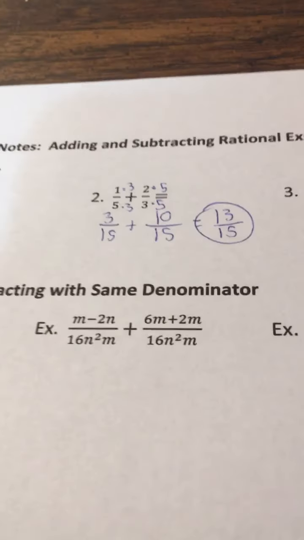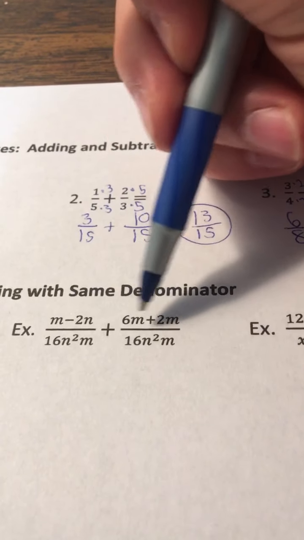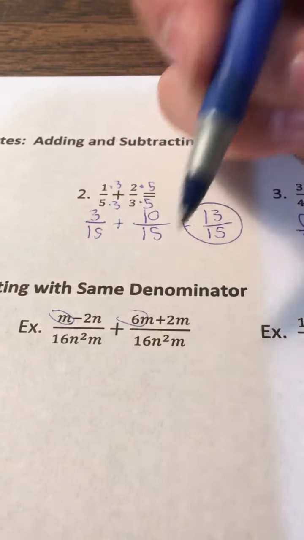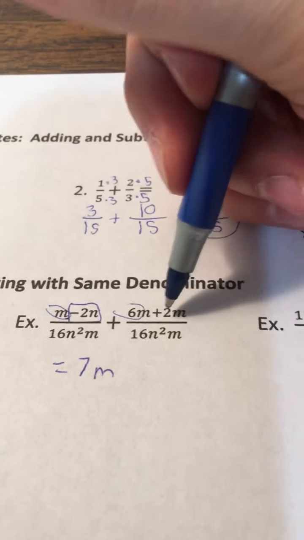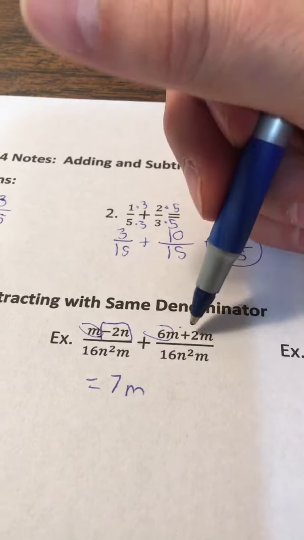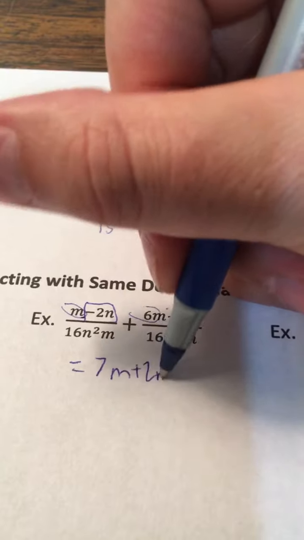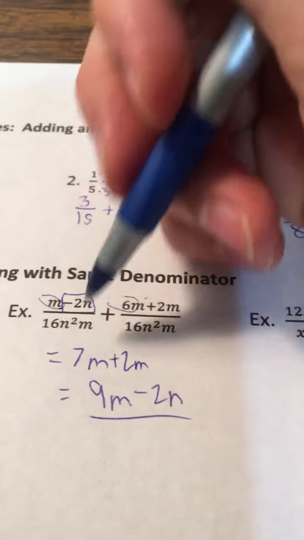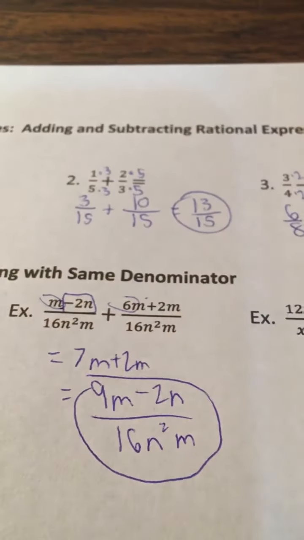So second problem, I have a common denominator already, 16n squared m. So I'm just working out the top, combining like terms. They have to have the same variables to be like terms. So m plus 6m is going to give me 7m. And then I have negative 2n. I have positive 2... Oh, I didn't even catch that. That's a plus 2m. So I'm going to combine that with the plus 7m. So tricky. That's going to be 9m, and then you just have that minus 2n. Nothing you can combine with that. All over 16n squared m. That would be my answer.